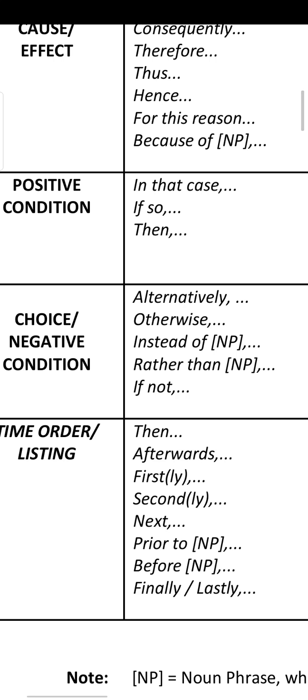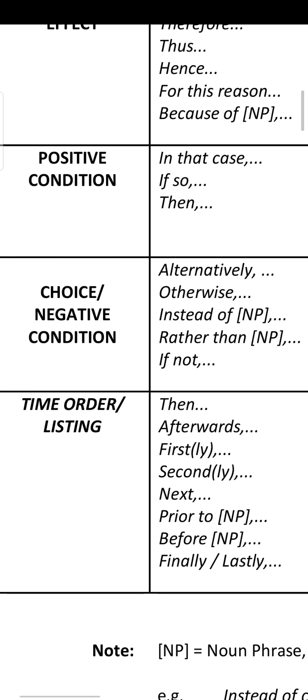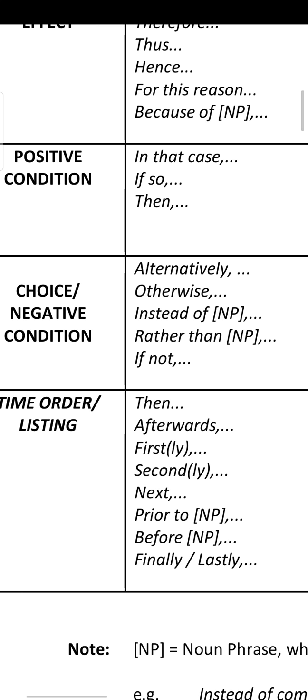The next is about choice or negative condition. This is the contra, yes, the contra of the positive condition. For choice or negative condition, we can use "alternatively", comma, or "otherwise", "instead of" followed by a noun phrase, "rather than" followed by a noun phrase, "if not", comma, and followed by the continuation.